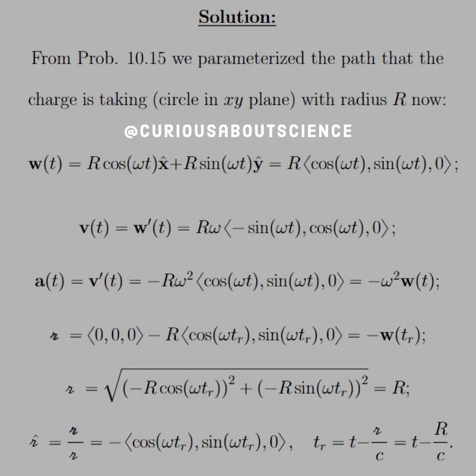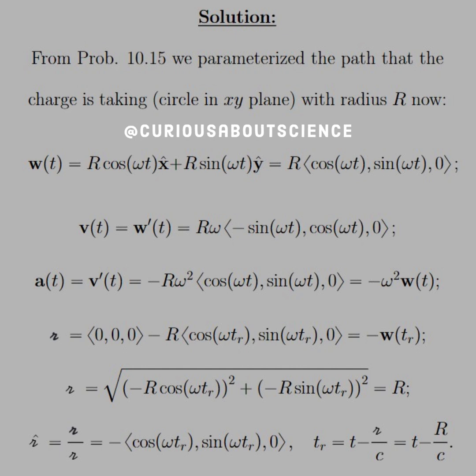From problem 10.15, we parameterize the path that the charge is taking, the circle in the xy plane with radius r, and now we can rewrite it. So again, here I'm using the angle brackets to denote the vector, not the time average bracket, or expectation value, whatever you want to call it. That's not the case. Vectors only.